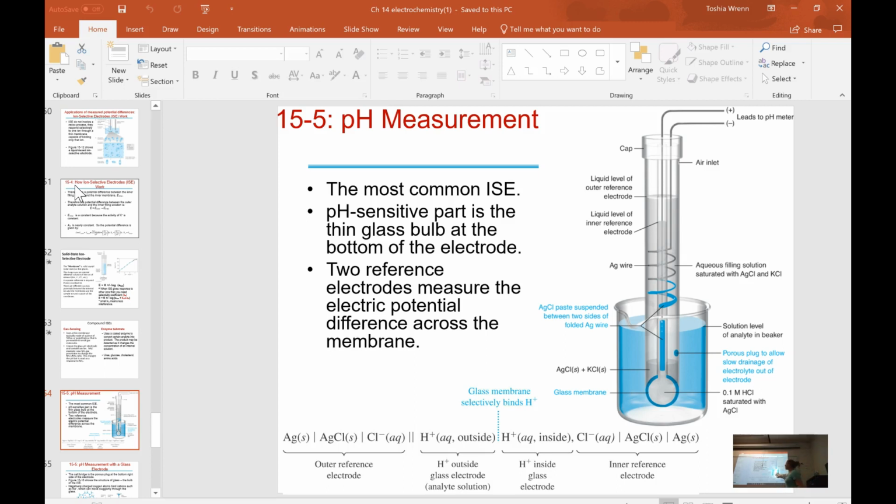Because we're looking at measuring the electrical potential on both sides of that glass membrane, it is extremely important that we calibrate our pH electrodes. Why? Changes day to day due to pressures. What else?